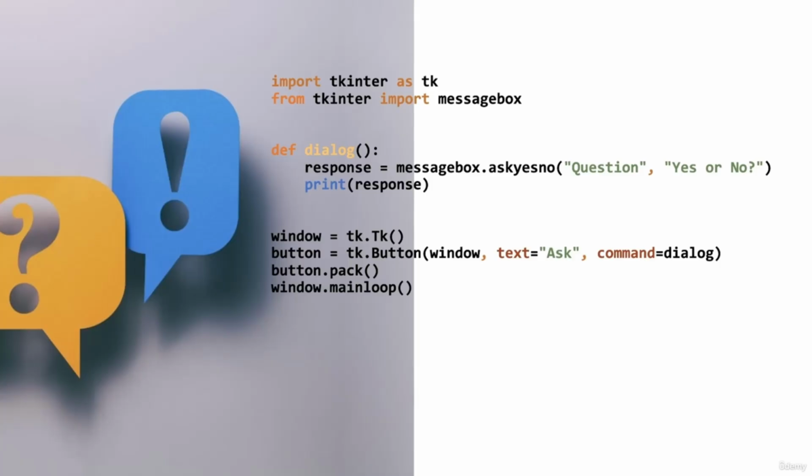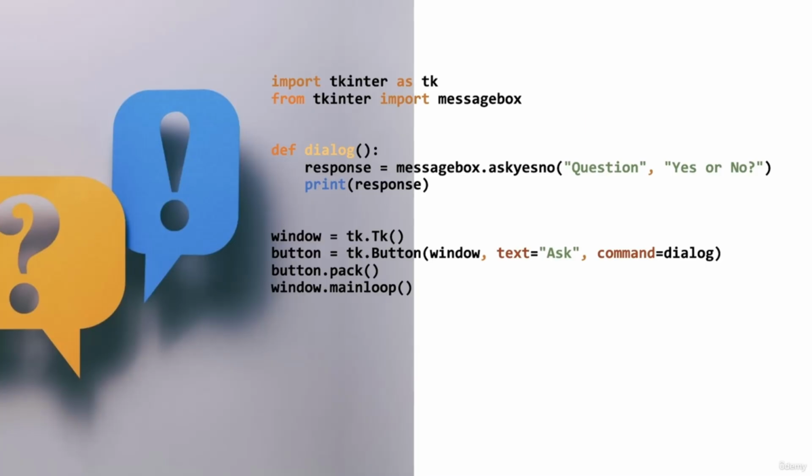Now we will cover the MessageBox module in depth, as I will use a different variety of its functions to help us display different kinds of messages on our screen when a specific widget is clicked, which appears on our window widget. The first function that I will use, which is provided by the MessageBox module, is called Ask Yes No. So let's begin by importing the Tkinter package and the MessageBox module.